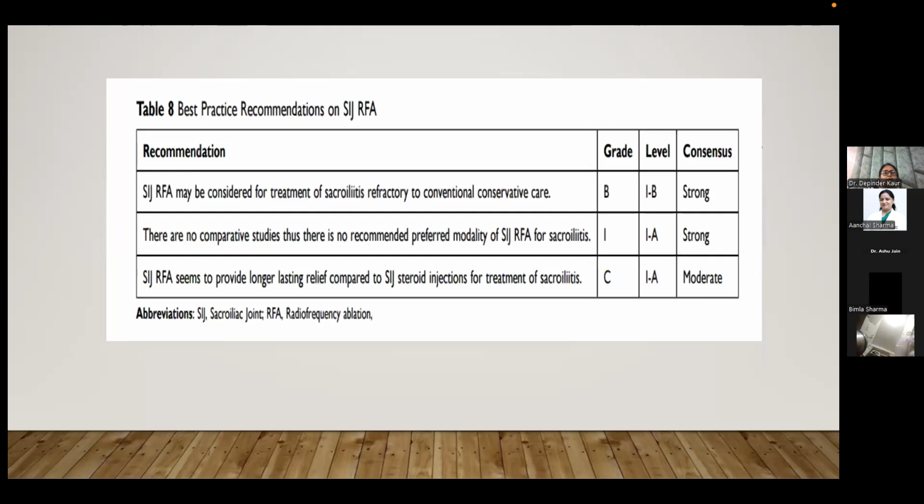Coming to the next slide. This is about the radiofrequency ablation. In the second point, it is written that there is no comparative study. So there is no recommended preferred modality of SI joint radiofrequency ablation for sacroiliitis.